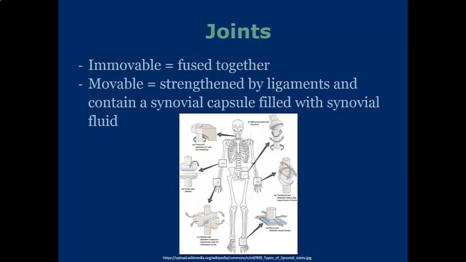The last portion of the skeletal system we'll talk about is joints. An immovable joint is one that is fused together. An example of this is in your skull. Those were once joints, but over time they fused together into a full structure. Movable joints, on the other hand, are strengthened by ligaments and contain synovial capsules filled with synovial fluid. Below is a diagram listing the different kinds of joints in the body.